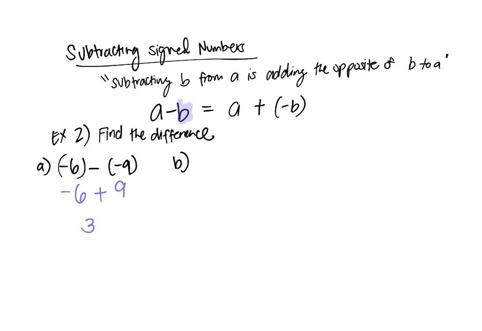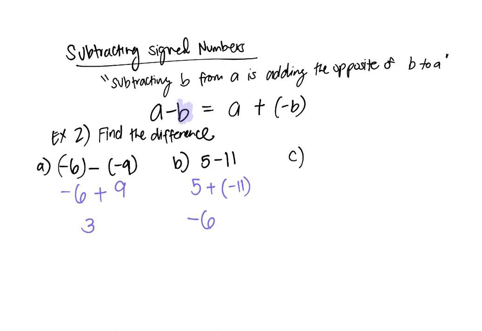For letter B, we're going to have 5 minus 11. So that first one's always staying the same, 5. Changing this minus to a plus. And since that 11 is positive, I'm going to make it negative 11. And now I'm adding a positive number and a negative number. Take the difference, so it's going to be 6. But it'll be negative since that 11 is negative, and it's bigger.